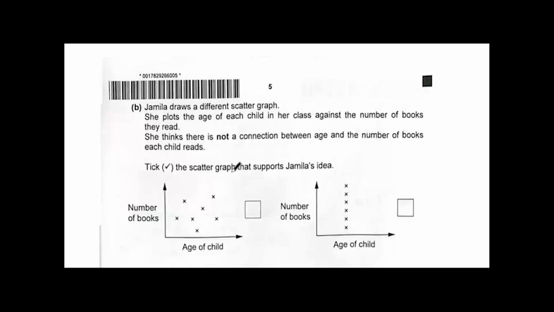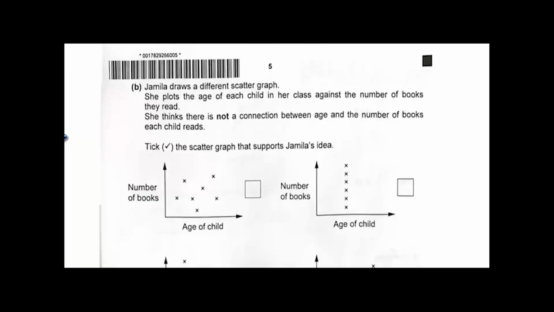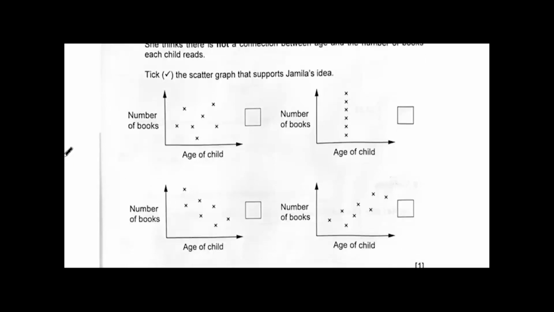Tick the scatter graph that supports Jamila's idea. So let's scroll down a little bit to see the remaining scatter graphs. Okay, here it is very difficult to determine whether the numbers of books are increasing or not. So this would be the best option. Why? The points are far away from one another, so it is difficult to realize here, unlike this and this. So the correct option is this one here.